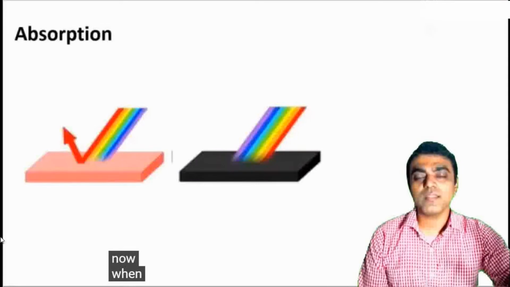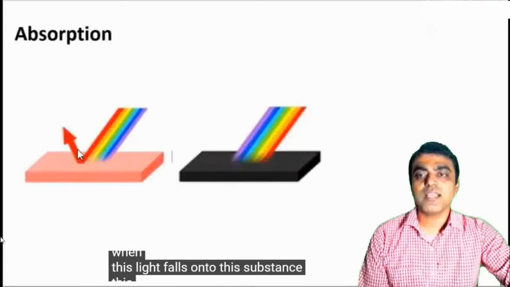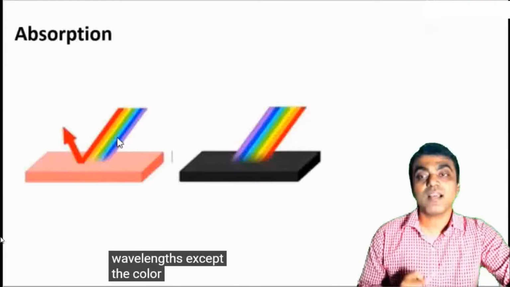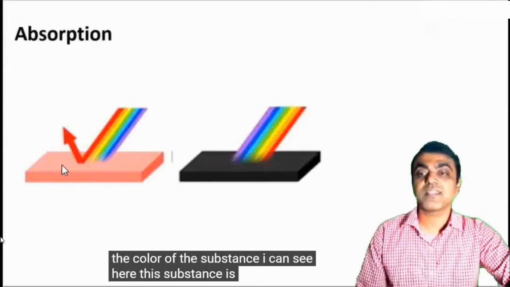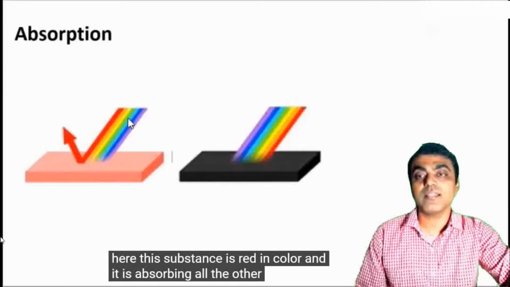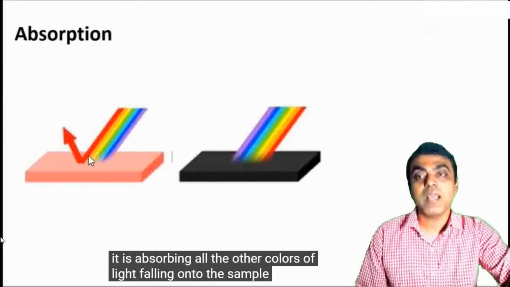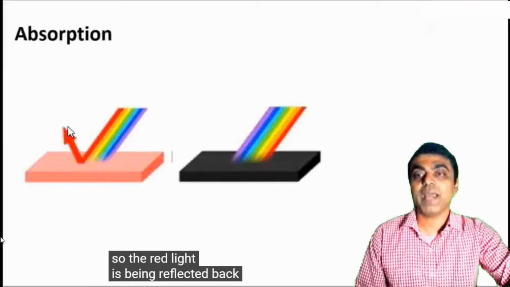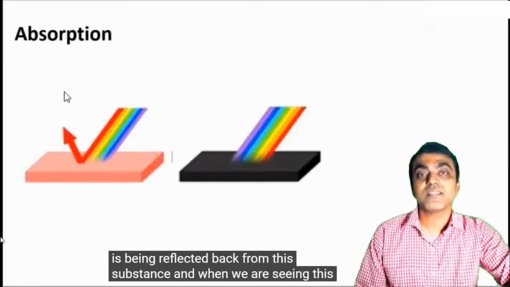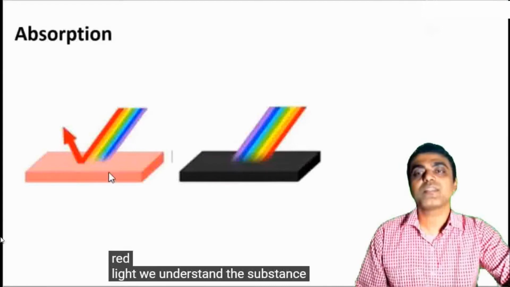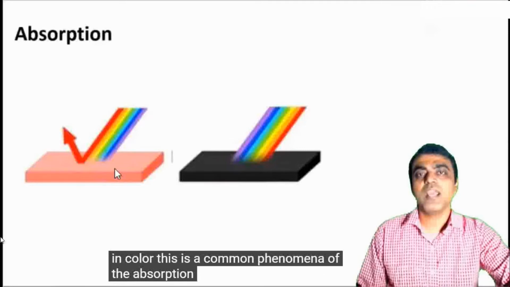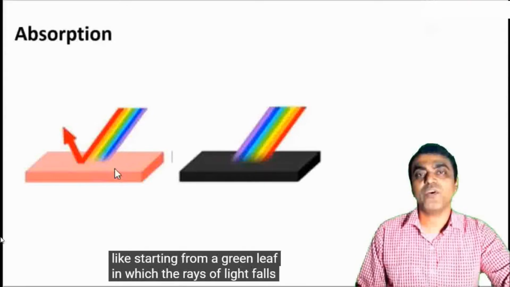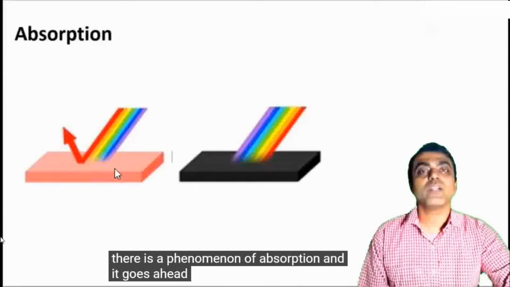Now, when this light falls onto this substance, it by nature absorbs all the wavelengths except the color of the substance. Here the substance is red in color and it is absorbing all the other colors of light falling onto the sample, but it is not absorbing its own color. So the red light is being reflected back, and when we see this red light, we understand this substance is red in color. This is a common phenomenon of absorption, like starting from a green leaf on which the rays of light fall, and there is absorption, and it goes ahead with photosynthesis.